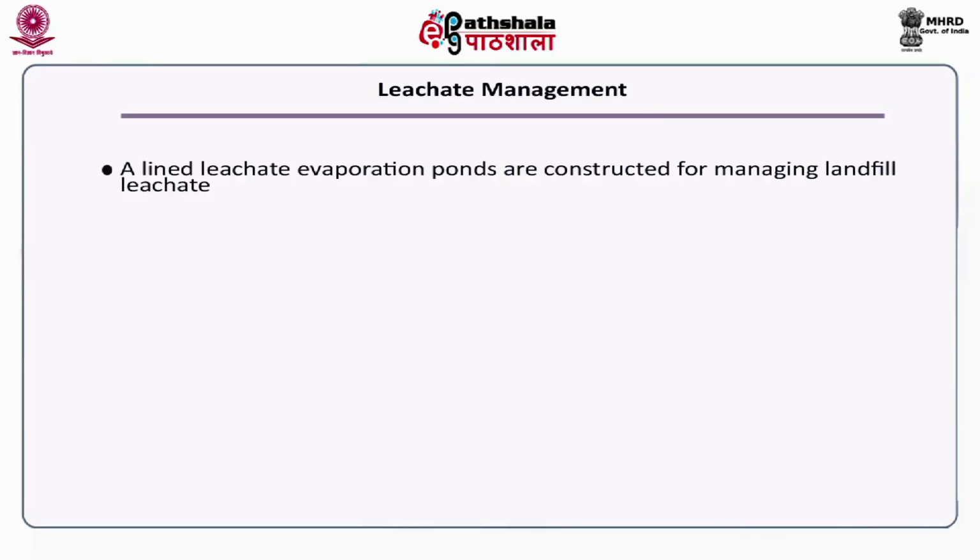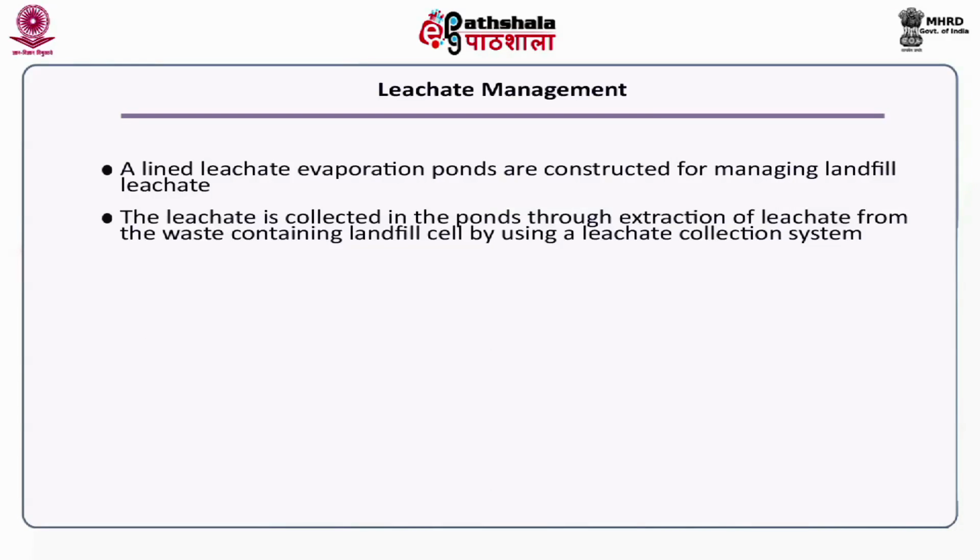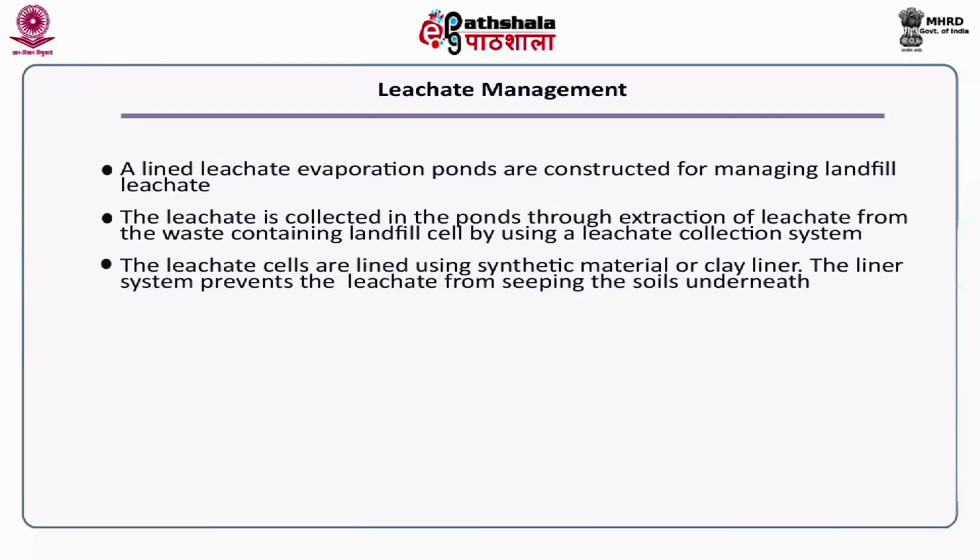Management aspects: how we can manage the leachate. The leachate is collected in ponds through extraction of leachate from the waste-containing landfill cell by using a leachate collection system. This again we have discussed in controlled landfills, I mean the structure of landfills. We have discussed the liner system, how to load the waste, and also the landfill covers. The leachate cells are lined using synthetic material or a clay liner, which is a natural liner material. The liner system prevents the leachate from seeping through the soils underneath.